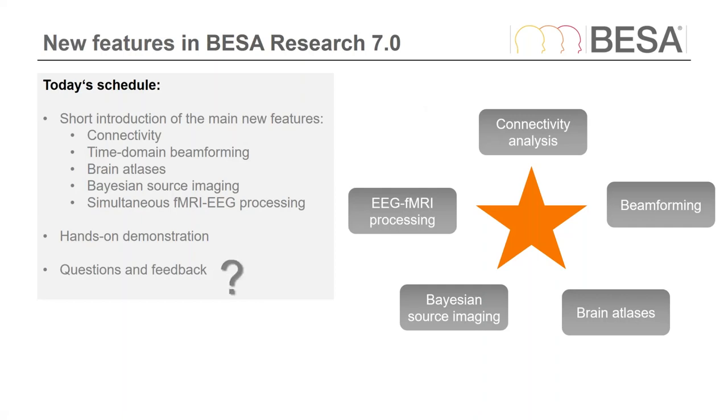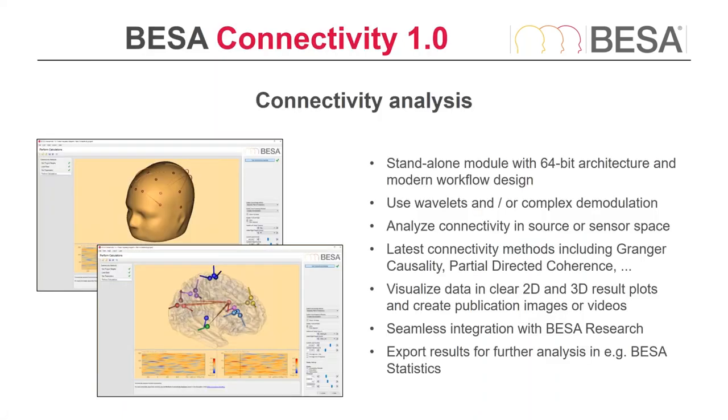So let's just have a quick look at the features of the connectivity analysis that are now available. We offer a new standalone program with 64-bit architecture and a modern workflow design. We can analyze connectivity in sensor space or in source space, and the module contains the latest connectivity methods like Granger causality, partial directed coherence, and many more. Of course, we do have state-of-the-art visualization and data export, and we also offer video generation tools.